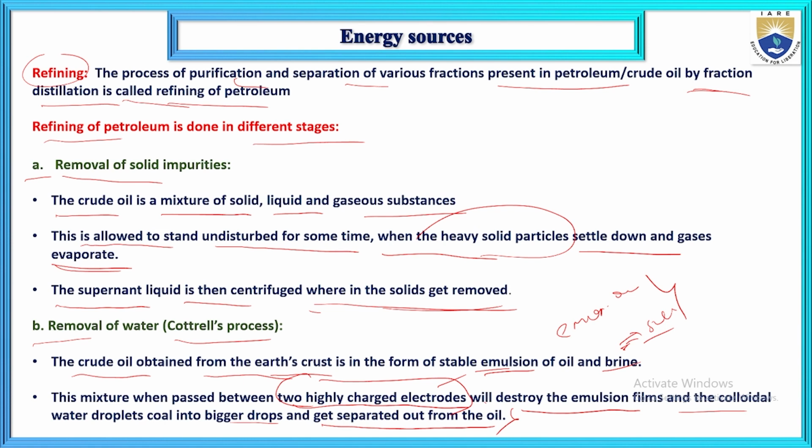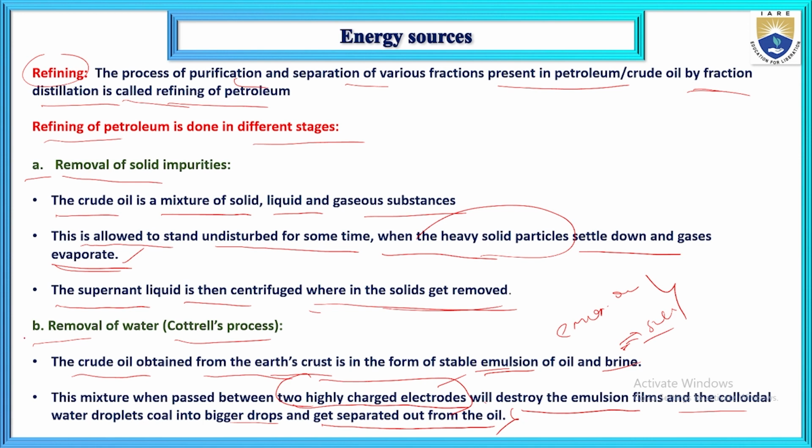In the first step, the removal of solid impurities, what we have to do? We have to allow the crude oil to stand undisturbed for some time. Then the heavy solids present in the crude oil or petroleum will be settled down. If the crude oil contains gaseous impurities, they will be evaporated. Then the supernatant liquid will be centrifuged, and the solids will be removed or separated.